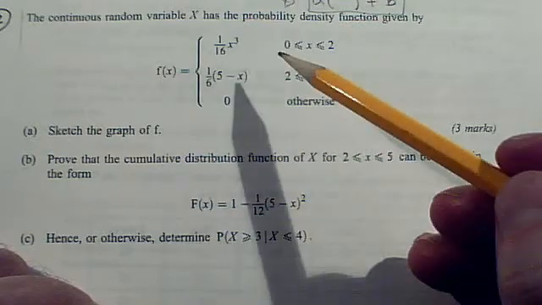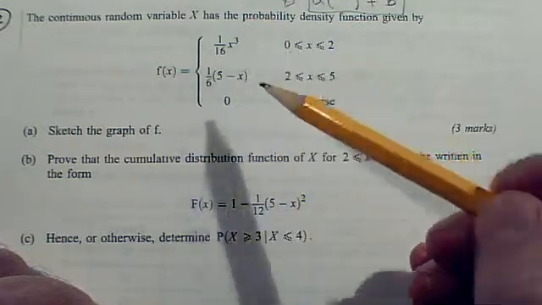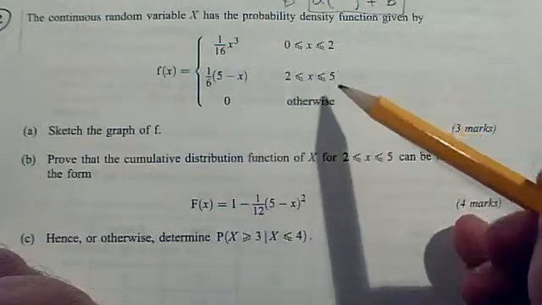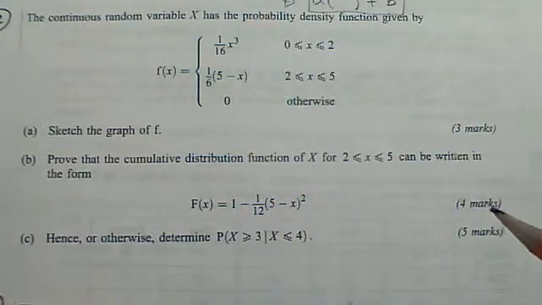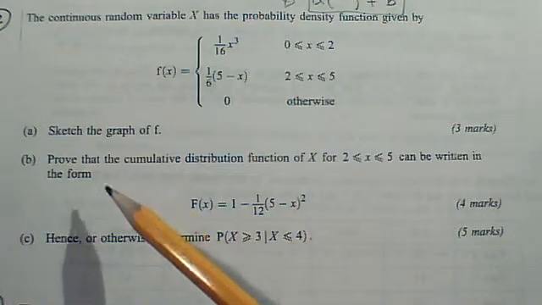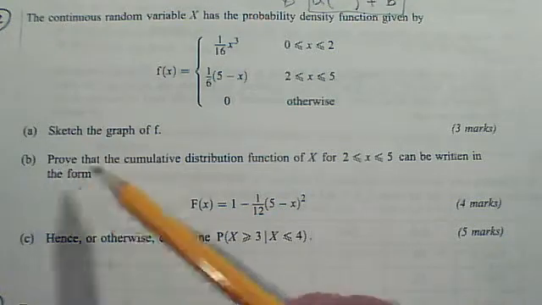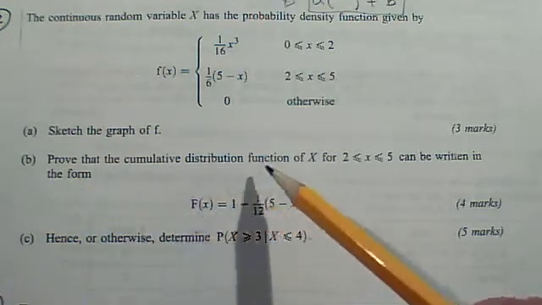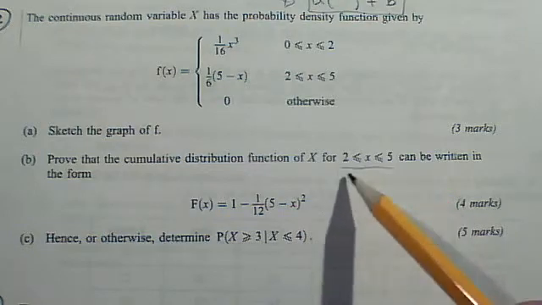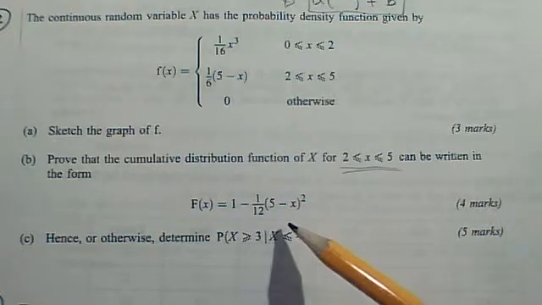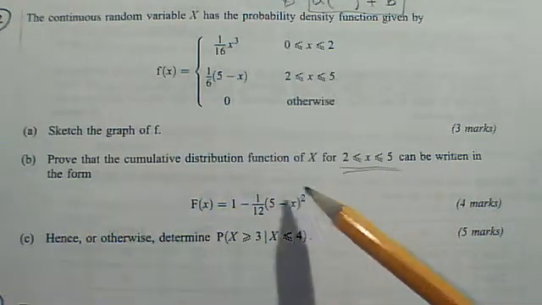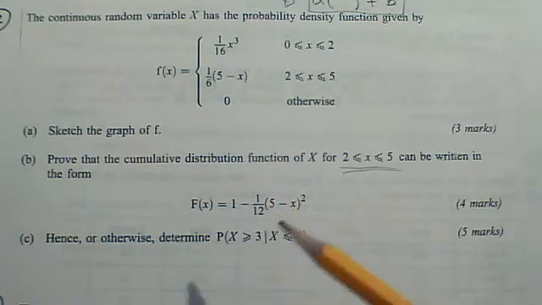So a curve that curves the right way, a correctly shaped other section with correct endpoints, and you should get you 3 marks here. For part B, prove that the cumulative distribution function on this particular part of the domain can be written in that form. So it's essentially a show that question. We're going to end up with this.